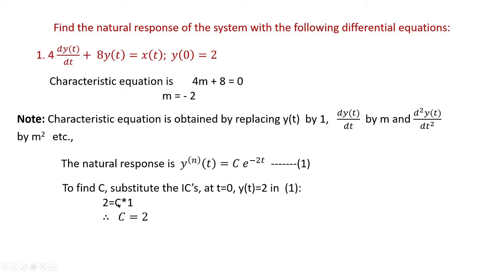So we have c into 1, and on the left hand side the value of y of t at t is equal to 0 is given as 2. So substitute that for the left hand side. So we get the value for the constant in the natural response c as equal to 2. So substitute this constant value in equation 1 to get the final natural response of the system as y n of t is equal to 2 e to the power of minus 2t.